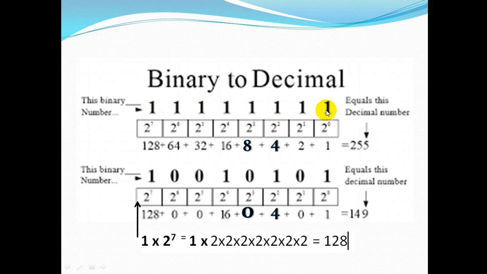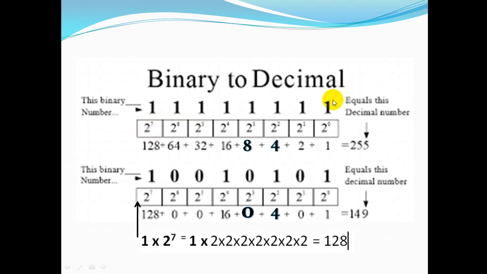Now we come here, we have already written 2. Because this is the 0 position, we put it raised to power 0, 2 raised to power 0. This is the 1 position, we put 2 raised to power 1. This is the 2 position, 2 raised to power 2. This is the 3 position, 2 raised to power 3. 4 position, 2 raised to power 4. 5 position, 2 raised to power 5. 6 position, 2 raised to power 6. Then this is the 7th position, 2 raised to power 7.